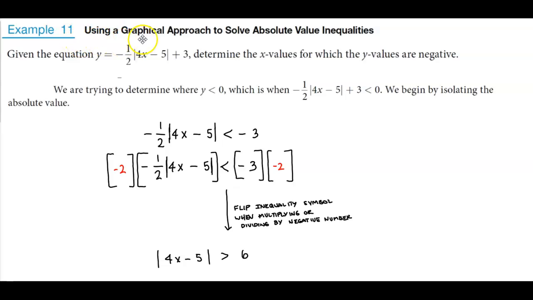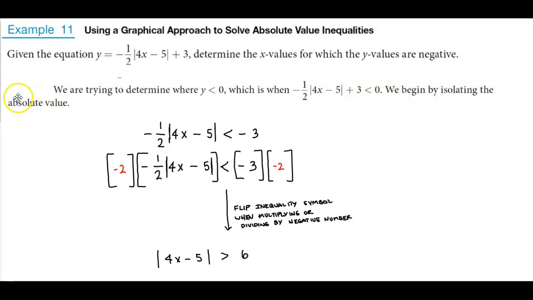Example 11, we're going to use a graphical approach to solve absolute value inequalities. Given the equation y is equal to negative 1/2 times the absolute value of 4x minus 5 plus 3, we want to determine the x values for which the y values are negative. So we're trying to determine where y is less than 0, which is when negative 1/2 times the absolute value of 4x minus 5 plus 3 is less than 0.